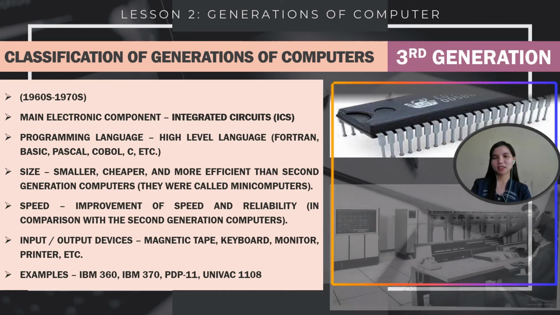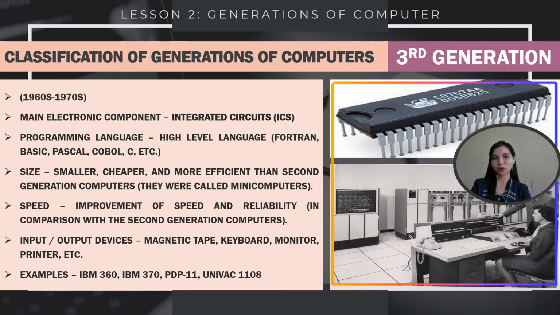So that is the picture, class. Again, guys, it is the ICs. Where the first generation used the vacuum tube and the second generation the transistor, the third generation uses integrated circuits. So that is it.